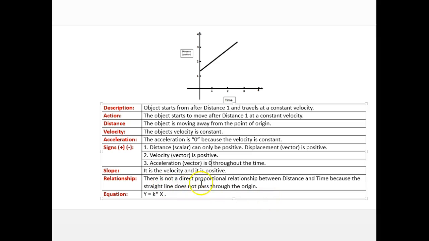There's no direct proportional relationship here, because even though we have a straight line, the straight line does not go through the origin (0, 0). So therefore, there isn't a direct proportion. Sorry, not correlation, proportion. Thinking more statistics.